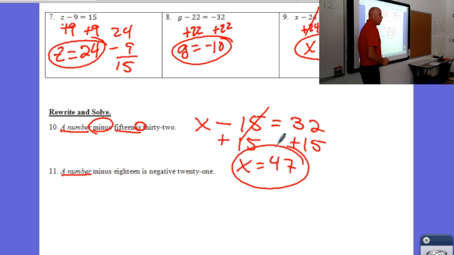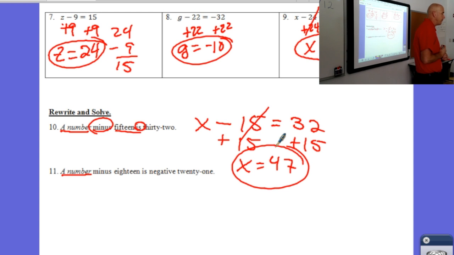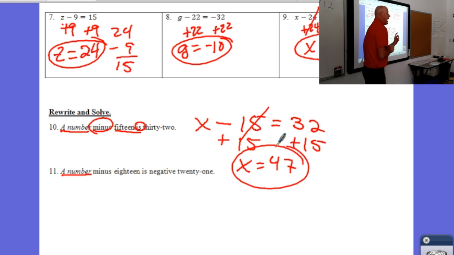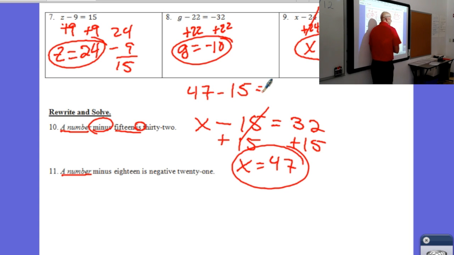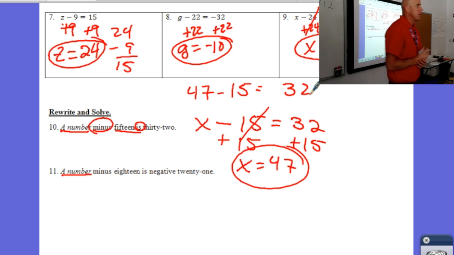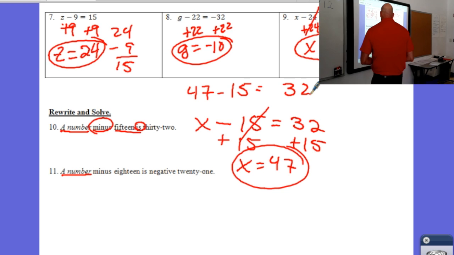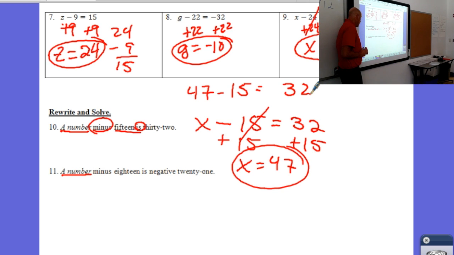Now, on one of the exams, probably our first one, I will have you show your work, let's prove it. Let's put it back in here. 47 minus 15, you'll punch it in your calculator and make sure that it comes out to 32. Because that's a good habit. You're going to need to do that when you take the STAR exam in May. Okay, last one. Number 11.